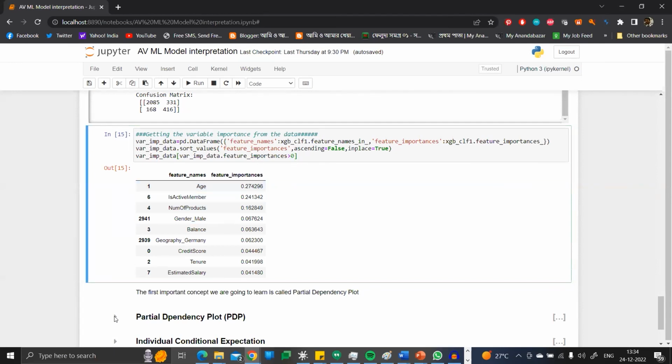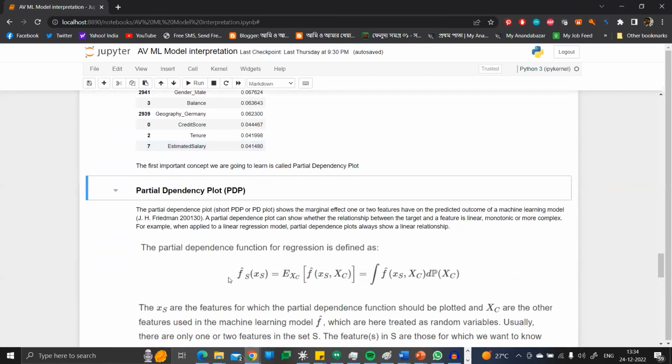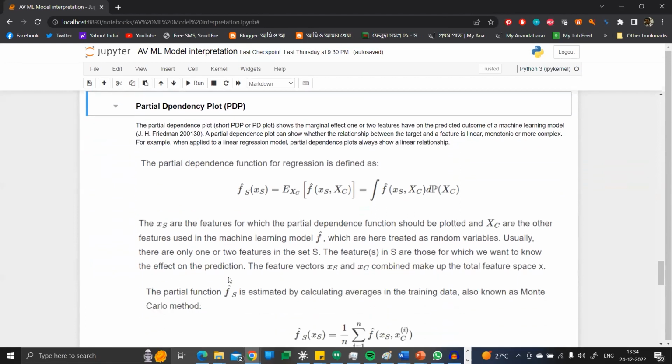Makes sense? PDP. Next, the most important concept that we are going to learn today is PDP. Forecasting, we can use it, but we have to create the data in a different form. If we create our data in a different form, then you can use this model in forecasting as well. Makes sense?